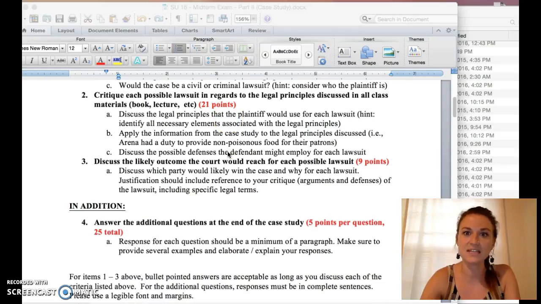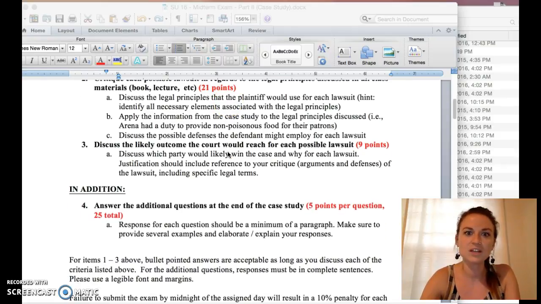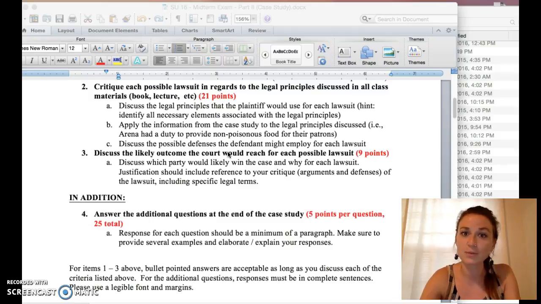And then once you've identified those components, you will discuss the arguments for both parties. So you'll start off by identifying the plaintiff's legal principles. And what I mean by legal principles is, for negligence, for example, in order to prove negligence, there are 4 elements of negligence that you have to prove: duty, breach of duty, proximate cause, and injury. So those are the legal principles. Those 4 elements are necessary for negligence. I will be looking for those terms.